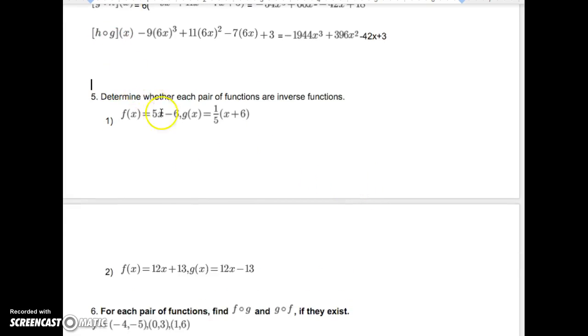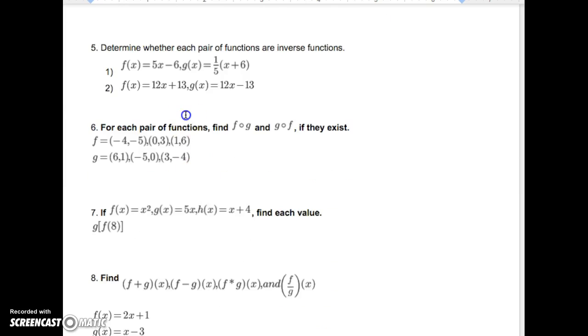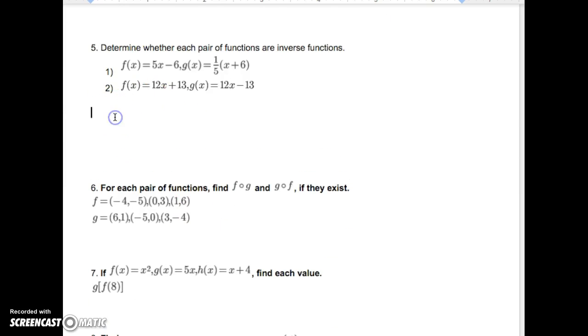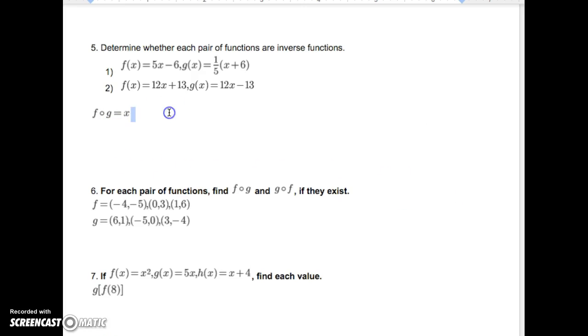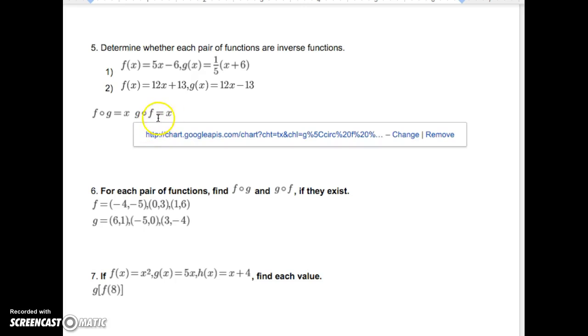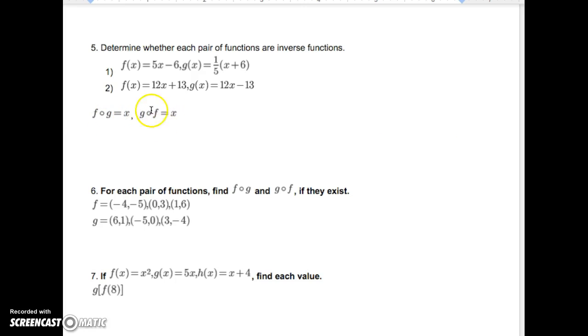Okay, I'm going to push number 5 down to the next page. Okay, for number 5, we have to determine if the functions are inverses of each other. And the real simple way of thinking about if things are inverses of each other is if we can do the composition of the two of them. So I want to do F composition G, and I need that to equal X. And at the same time, I'm also going to do G composition F, and I need that one to also equal X for each pair of functions. I need both of these things to be true.